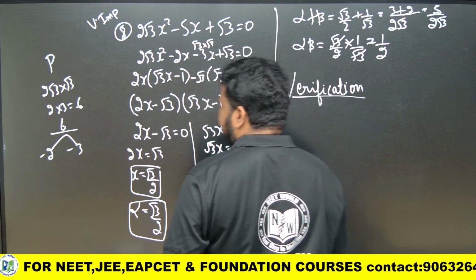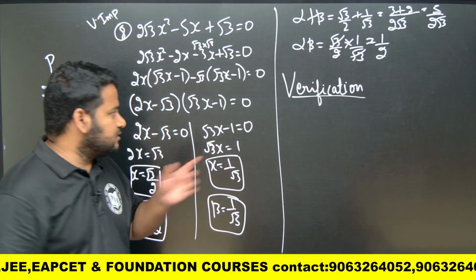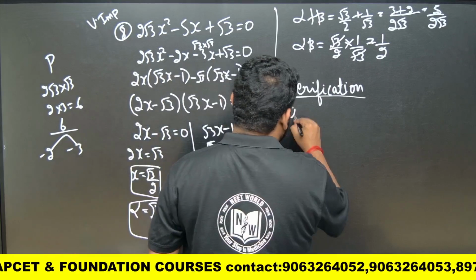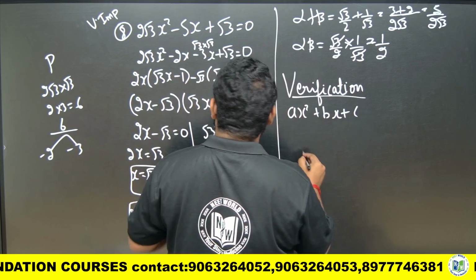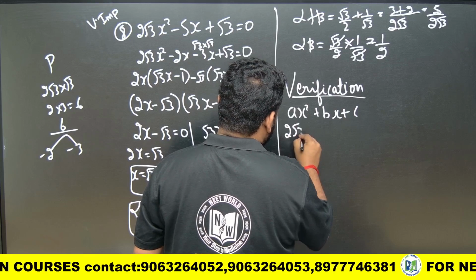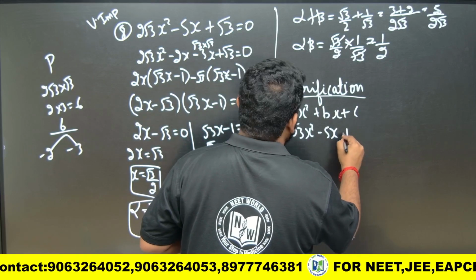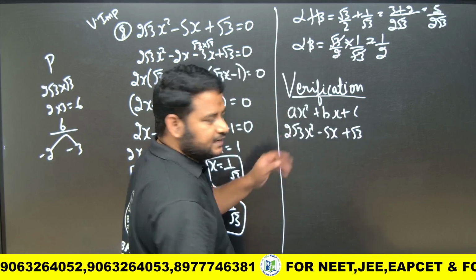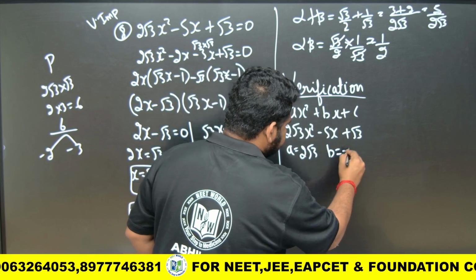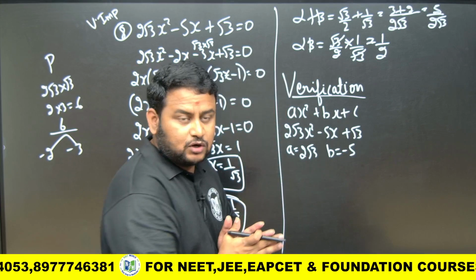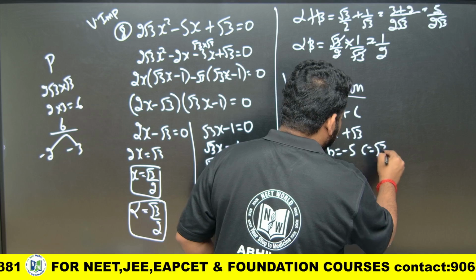On verification, what do I get, friends? First of all, I should write the standard form ax square plus bx plus c. Whatever the question that is given, you have to write it in standard form. So, 2 root 3 x square minus 5x plus root 3. Now, on comparing, a is equal to 2 root 3, b is equal to minus 5, and c is equal to root 3.